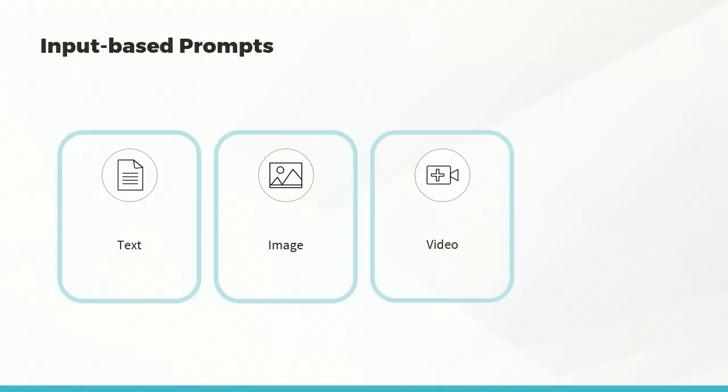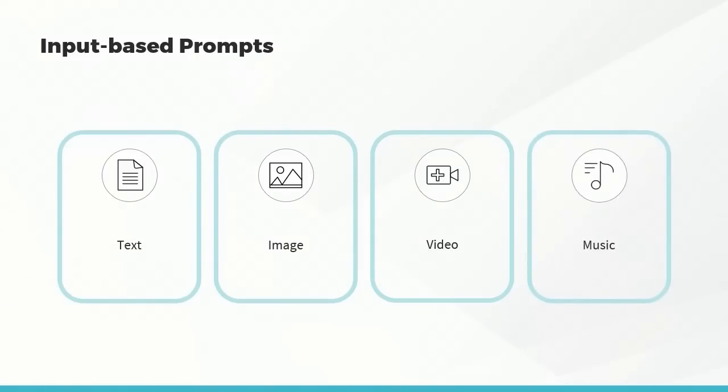You can also use video prompts, where a video is provided as input to the model. The model then generates a response based on the video. For example, a video prompt could be a clip of a funny cat, and the model could generate a response like, "That cat is hilarious."